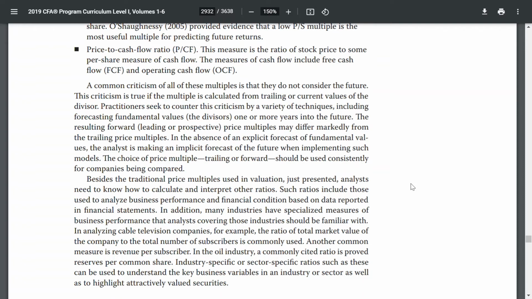Practitioners seek to counter this criticism by a variety of techniques, including forecasting fundamental values, the divisors, 1 or more years into the future. The resulting forward or leading or prospective price multiples may differ markedly from the trailing price multiples. In the absence of an explicit forecast of fundamental values, the analyst is making an implicit forecast of the future when implementing such models. The choice of price multiples, trailing or forward, should be used consistently for companies being compared.